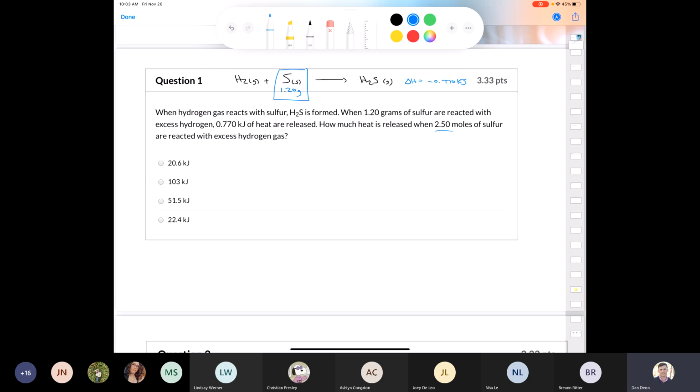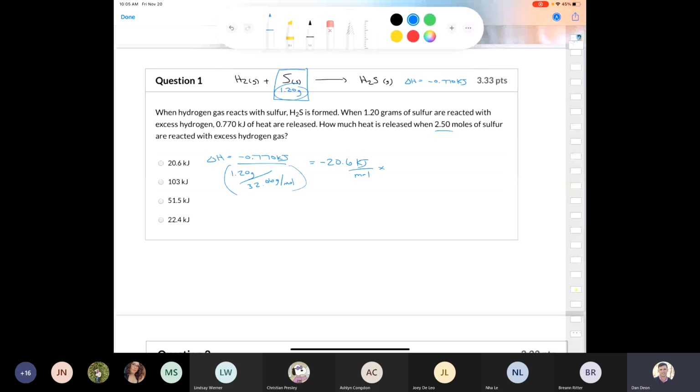Well, the answer is, this delta H is 0.770 kilojoules per how many moles of sulfur? Well, how many moles of sulfur do we have? We have 1.20 grams of sulfur, and we're going to divide that by the molar mass of sulfur, which is 32.06 grams per mole. And I haven't done this, so let me just get some quick math going here. If I have 0.770 divided by 1.2 divided by 32.06, I end up with 20.6 kilojoules per mole of sulfur.